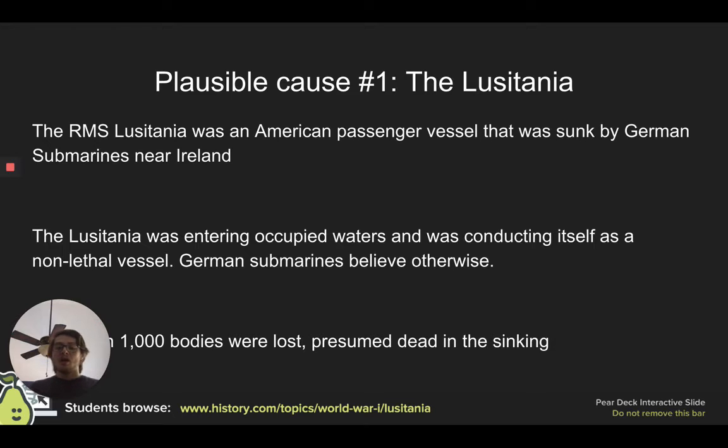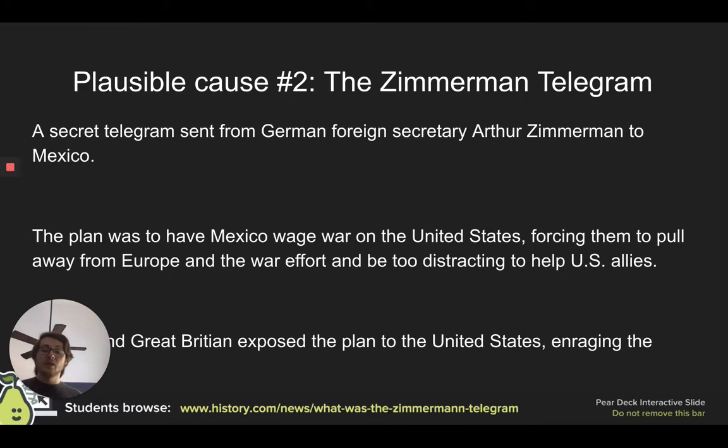Because the ship was shot down, 1,000 plus bodies were lost and presumed dead in the sinking. Of course, an American ship that was neutral in the war shot down by the Germans. It's a pretty big reason for America to enter the war. Now, this is a really big one. This is a super, super big one.